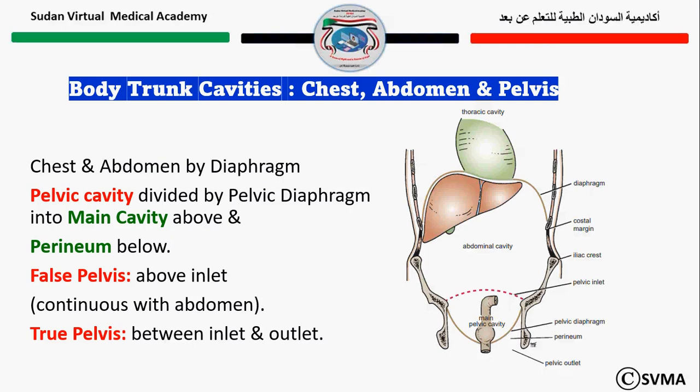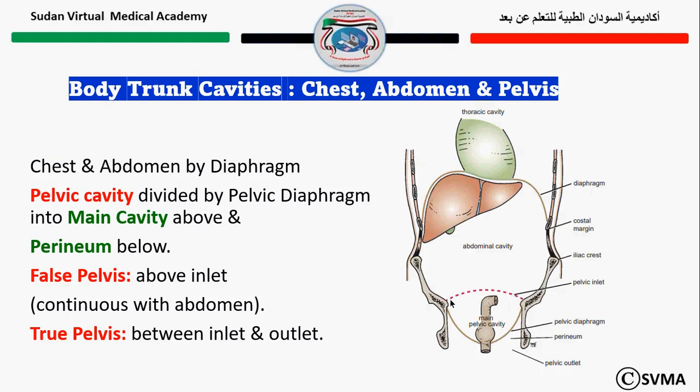If we speak about the body trunk cavities, if you exclude the head and neck and upper limbs and lower limbs, whatever is left, the middle part of the body, is called the trunk. And the trunk is composed of 3 cavities: the chest, the abdomen, and the pelvis. The chest and abdomen are separated by what we call the diaphragm, and the abdomen and pelvis are separated by the pelvic inlet. And we have set the boundaries of the pelvic inlet in our previous lecture.